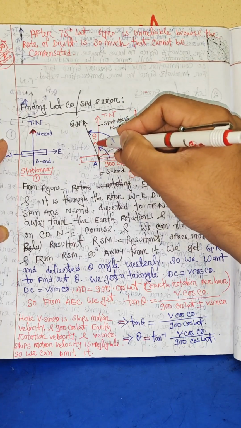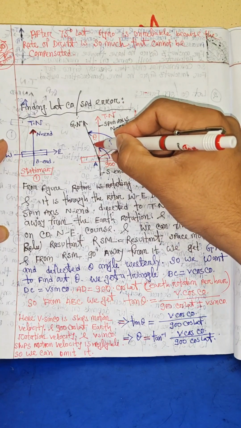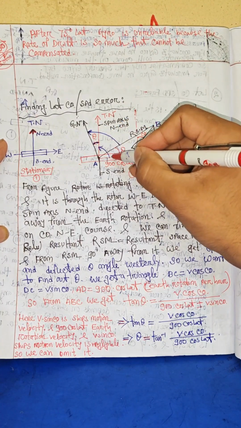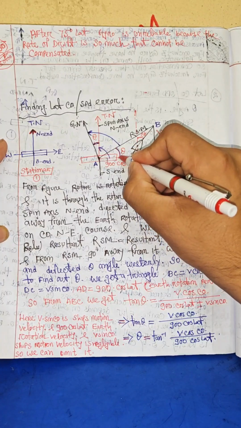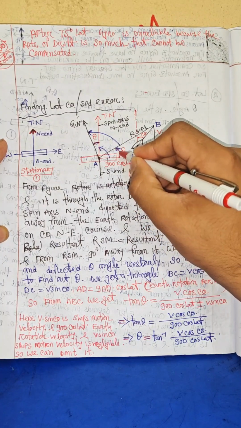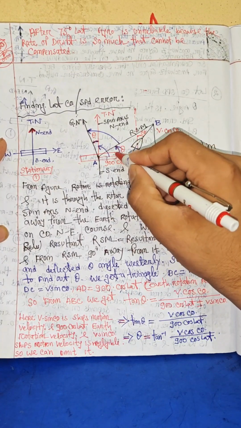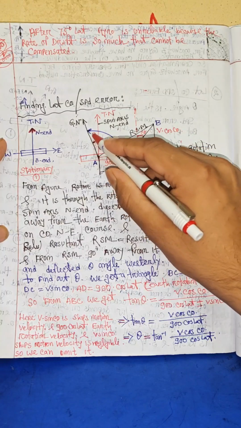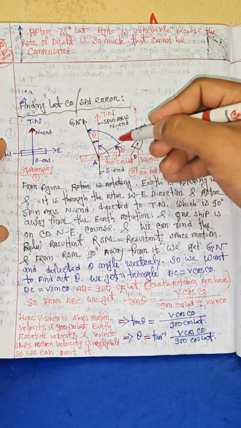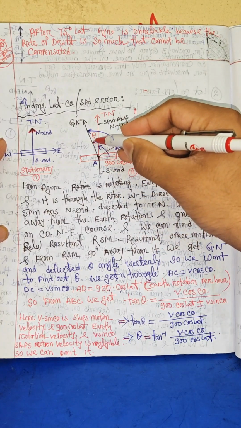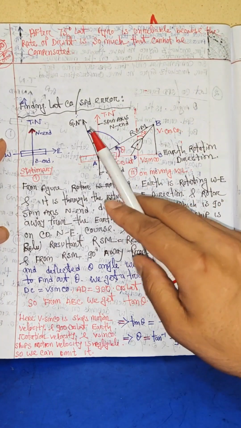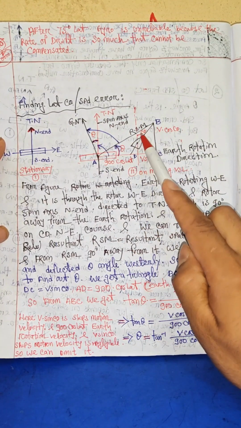So this much angle you need to find. This much angle is ultimately this angle. If you can find this angle, you can find this angle also. So our intention is to find this angle. This angle is the same. I think guys you understand this one.